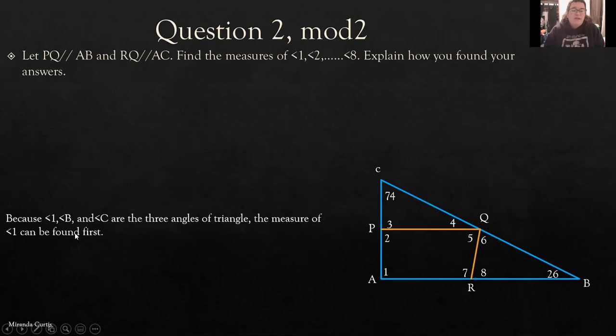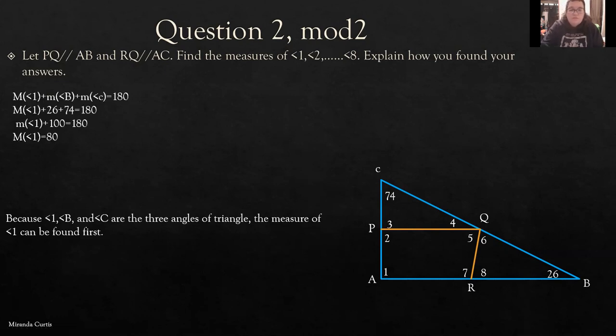But because angle 1, angle B, and angle C are the three angles of a triangle, the measurement of angle 1 can be found first. So angle 1 plus angle B plus angle C equals 180 because it's a triangle. You've got angle 1, you've got 74, and you've got 26. You add that together and it gives you 180.